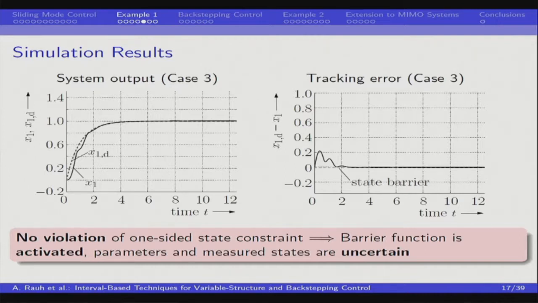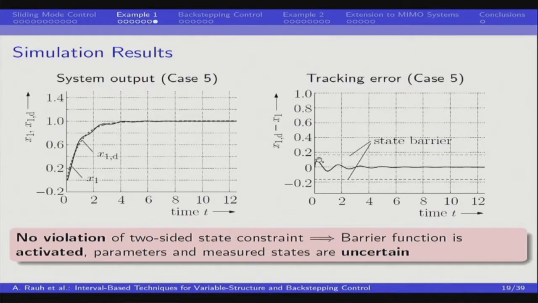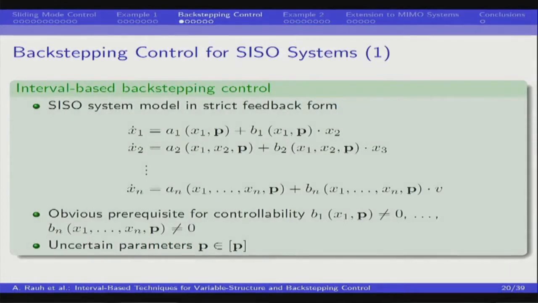And furthermore, we can show that also deactivating a two-sided state constraint leads to potential violations here on the right-hand side, and activating the two-sided state constraint leads again to some feasible system outputs. Now, what you have seen there is a control strategy that works very well in cases where your original system model is given in this nonlinear controller canonical form. But usually this is not the case.